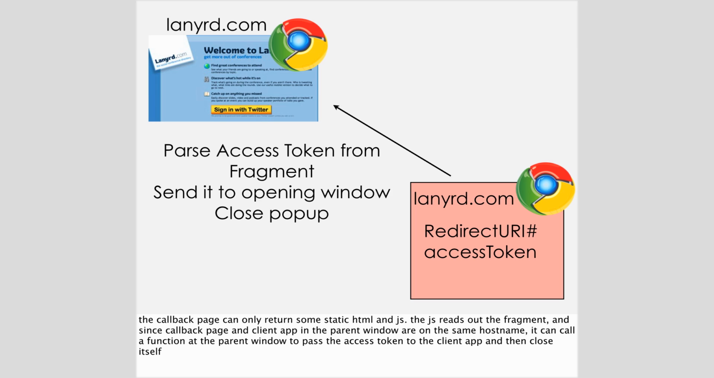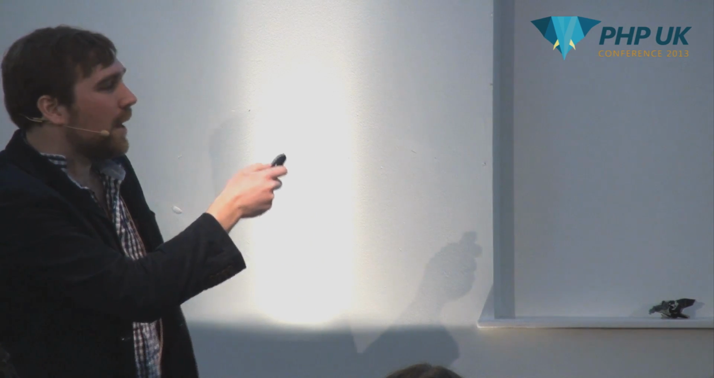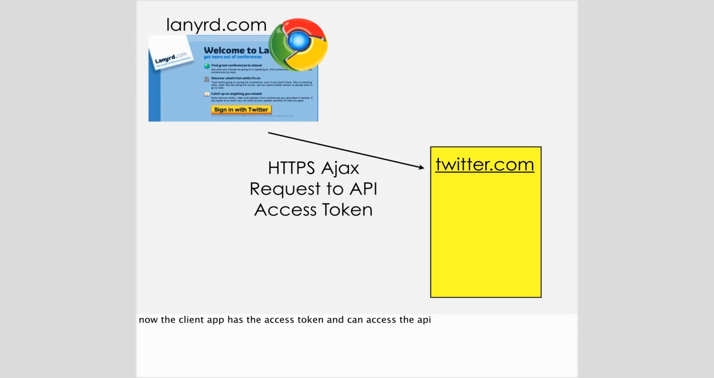So the only thing this callback endpoint can do is render some static HTML with JavaScript, and this JavaScript can then parse the access token out of the fragment of the URL, because in JavaScript you can access this. If the callback endpoint is on the same domain as our client application, this JavaScript can call a function on the underlying parent window to transport the access token from here to here, and then close this pop-up window. So in my application, I then have the access token and can make AJAX requests to the API if it supports cross-origin resource sharing.